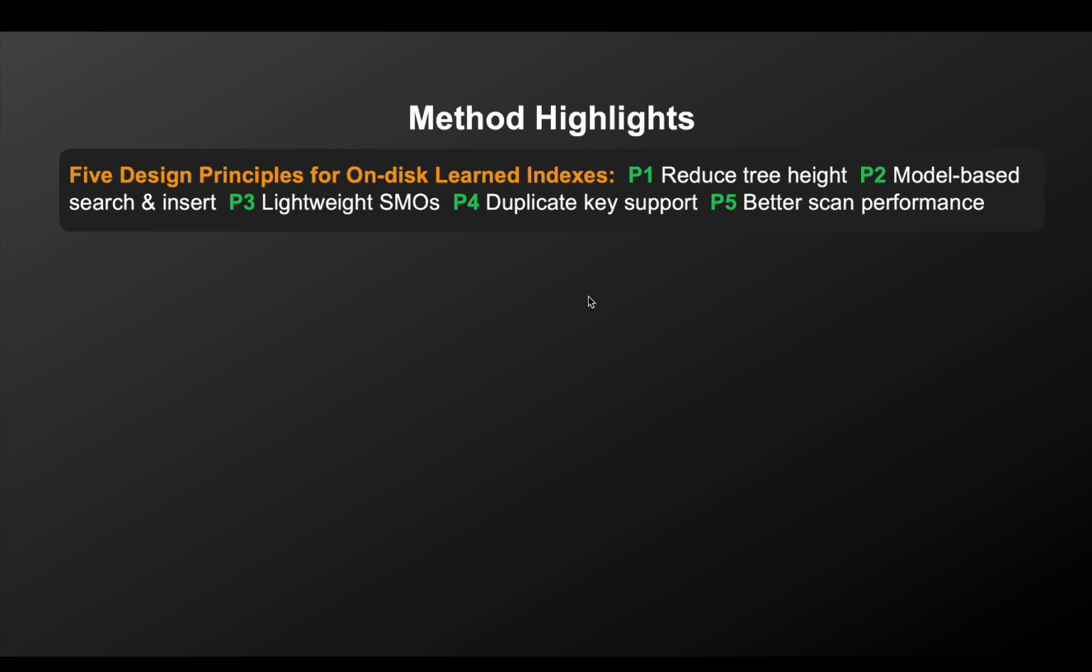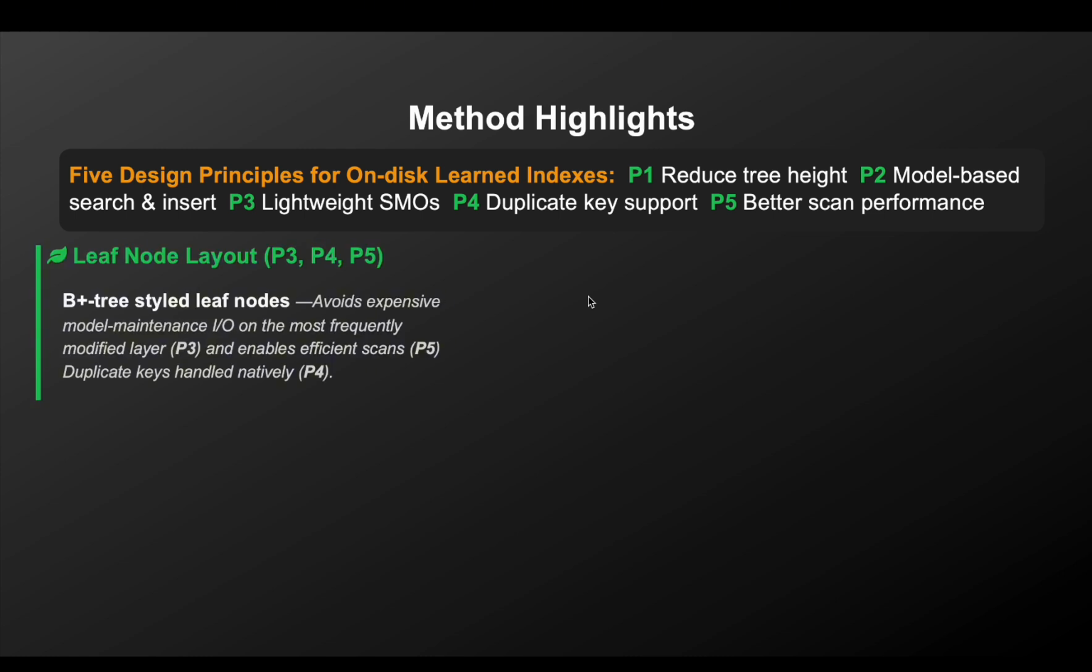The first is to reduce tree height, as each extra level usually means another disk access. The second is to support model-based search and insert where it is truly helpful. The third is to make structure modification operations lightweight, since updates are a major problem on disk. The fourth is to support duplicate keys efficiently, essential in real systems. And the fifth is to provide better scan performance.